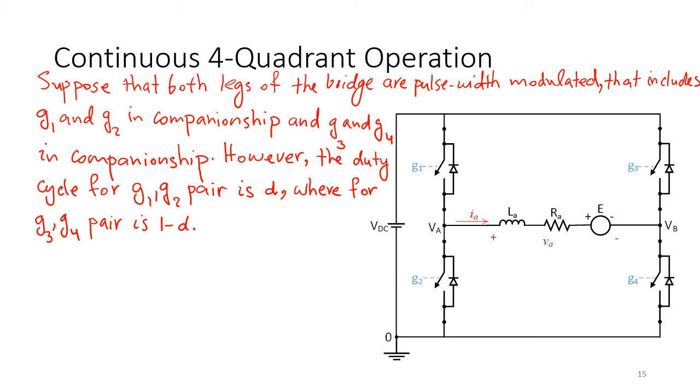When we say in companionship, it means we talked about the relation between G1 and G2 to be negation of each other. Put the NOT gate between them. Whenever G1 is 1, G2 is 0. Whenever G1 is 0, G2 is 1. Very similar thing for G3 and G4. That's what we mean with the companionship. So again, we consider these two legs somehow independent of each other. We do the PWM even with different duty cycle for them. One of them with duty cycle of D and the other with the duty cycle of 1 minus D.